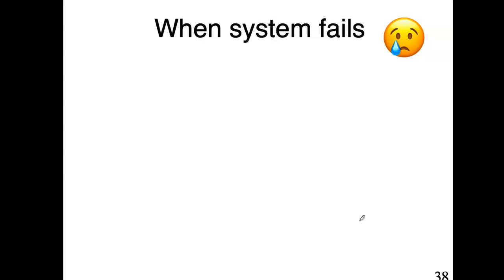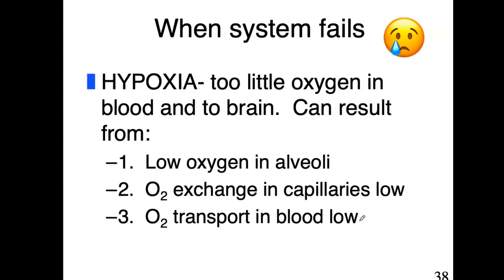So when it fails, what are some of the things that could be happening? Well, hypoxia could be happening, where you have too little oxygen in the blood, too little coming to the brain, and it can result from many things, from the low oxygen actually in the alveoli, or the oxygen exchange in the capillaries is too low, or something's wrong with the transport, not able to transport it in the blood.